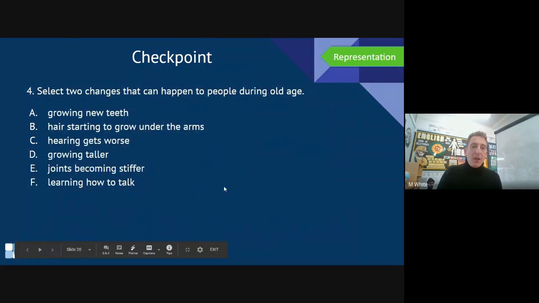It does say question 4, but this is definitely question 3. It says select 2 changes that can happen to people during old age. A, growing new teeth. B, hair starting to grow under their arms. C, their hearing gets worse. D, they grow taller. E, joints become stiffer, or F, learning how to talk. So 2 changes that happen to people during old age.